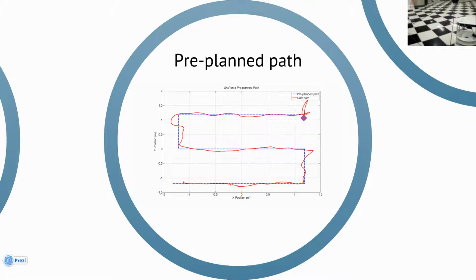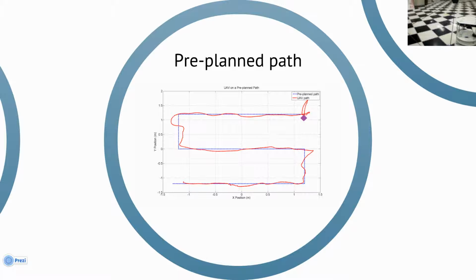Now, looking at the pre-planned path, here again we have the purple diamond following the blue path. We have a bit of an overshoot on the sides at -1 and 1 and almost 1.2 and 0, and this is due to the sudden change of direction.